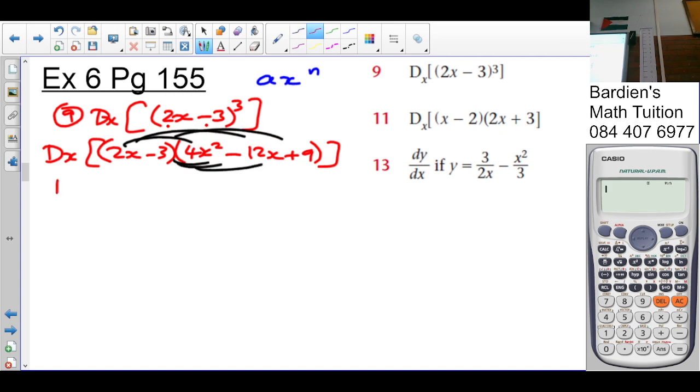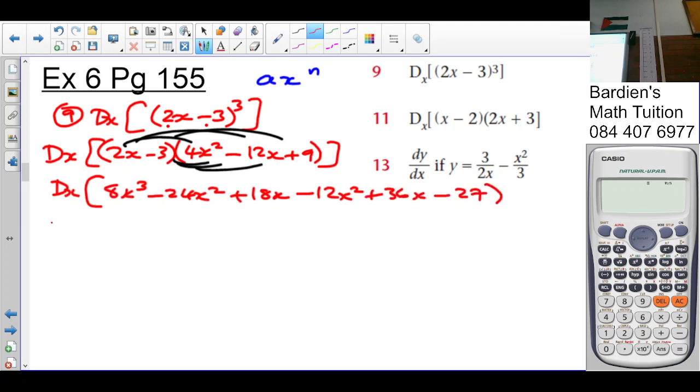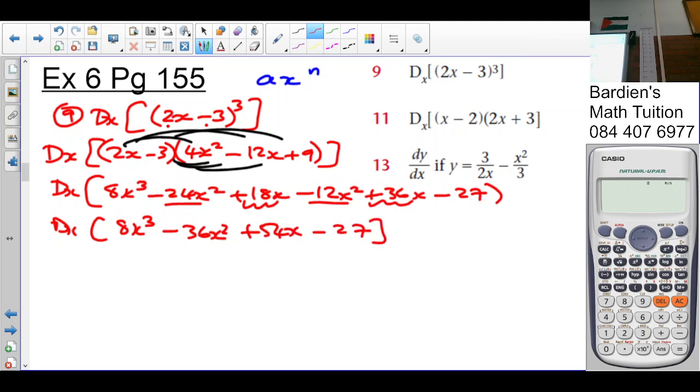Which gives us d/dx of 8x cubed minus 24x squared plus 18x minus 12x squared plus 36x minus 27. Those are like terms, which is negative 36x squared. 18 plus 36 is 54. Is that correct? Yes. That's 54x minus 27. Now is it all in the form of ax to the exponent n? Yes, and I can apply the derivative.